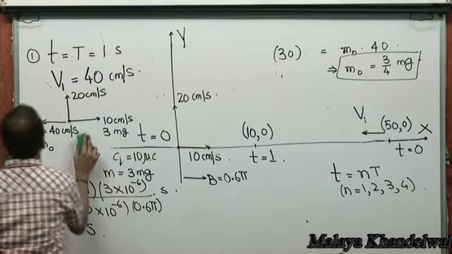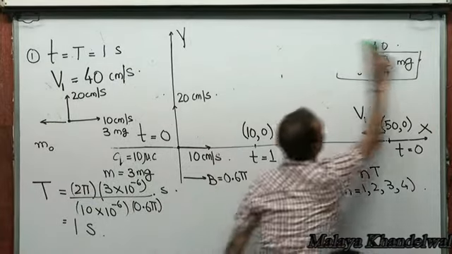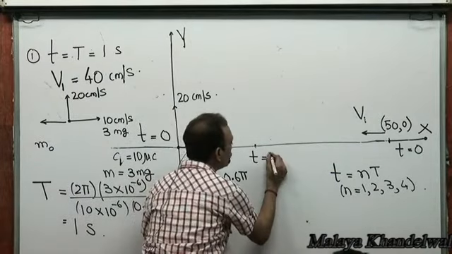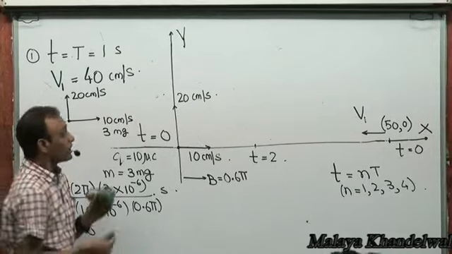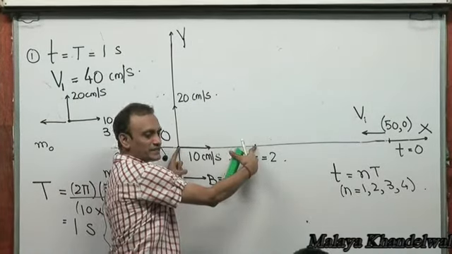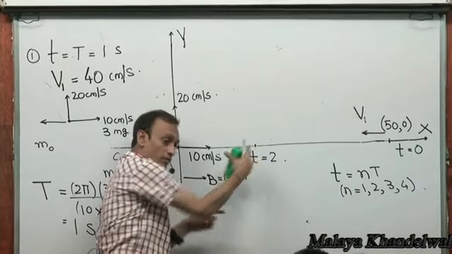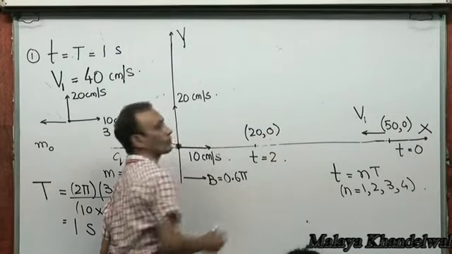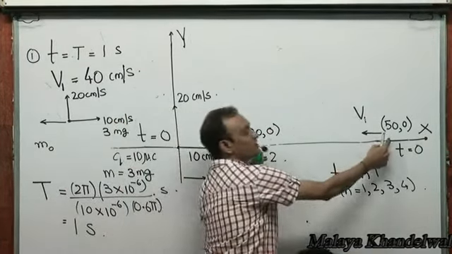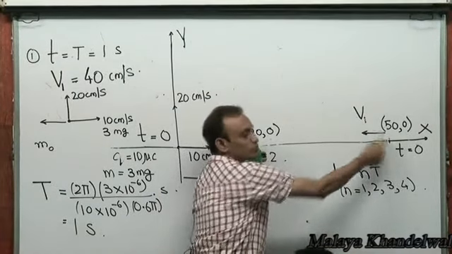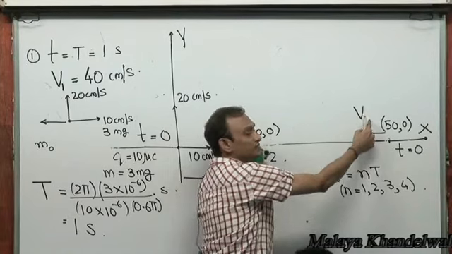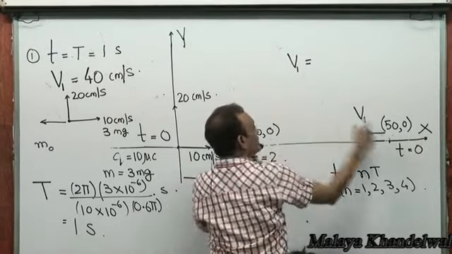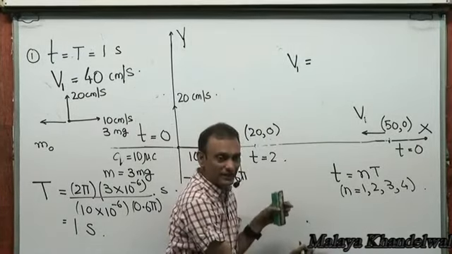Now, see, suppose the collision occurred at t equal to 2 seconds. Right? Then in 2 seconds, this would have traveled 20 centimeters. The coordinates of collision would be 20, 0. That means in 2 seconds, this would have traveled 30 centimeters. That means V1 must be 30 by 2, that is 15 centimeters per second. Yes or no? V1 must have been 30 centimeters traveled in 2 seconds. That means 15 centimeters per second.